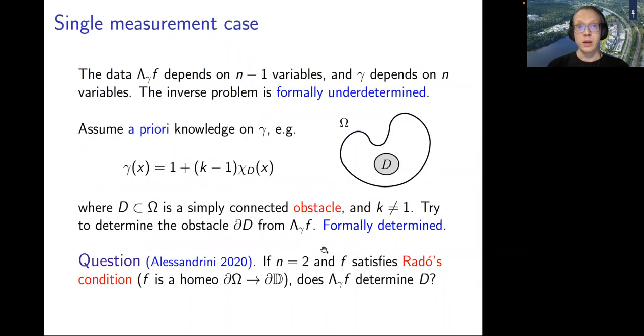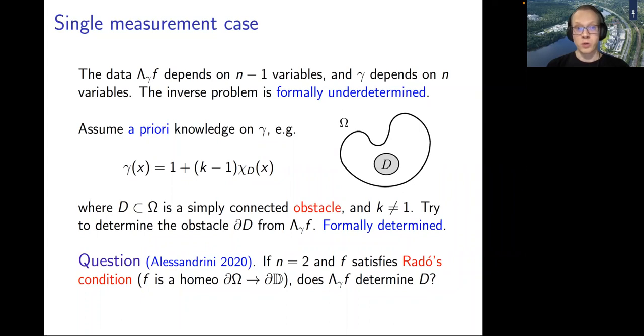Okay, and then the first thing to observe in the single measurement case is to do a dimension count. So the data, which is the measurement Λ_γ f for a single f, is just the normal derivative on the boundary. It depends on n-1 variables, whereas the unknown function γ in general depends on n variables. So this inverse problem would be formally underdetermined. And indeed, one can show that you cannot determine a general function γ from only one measurement.